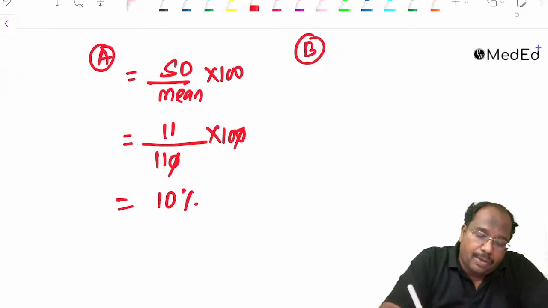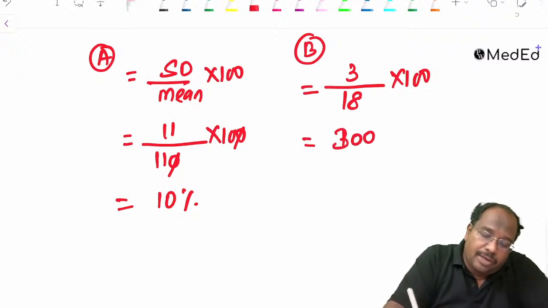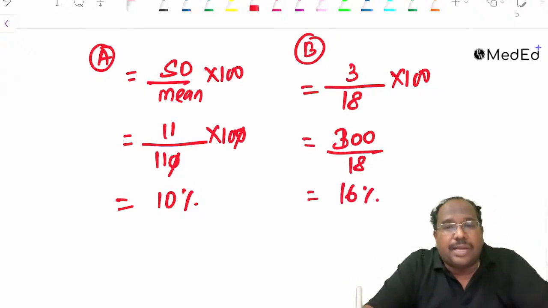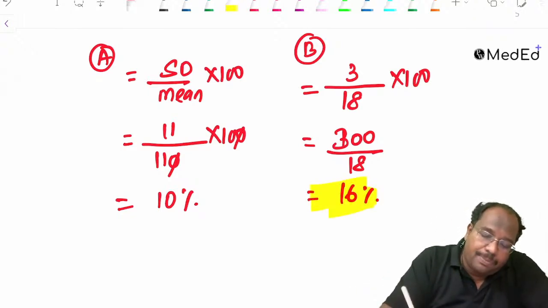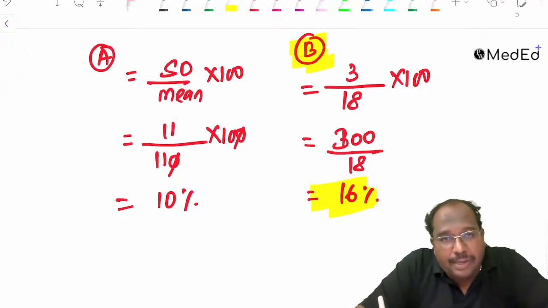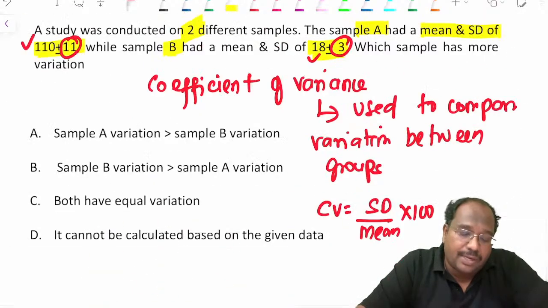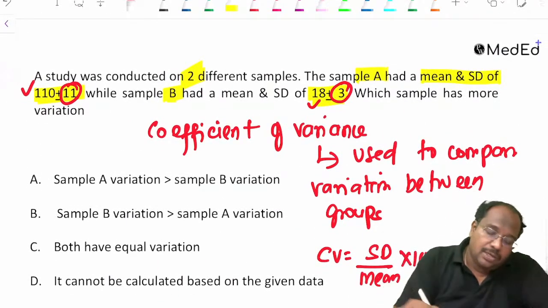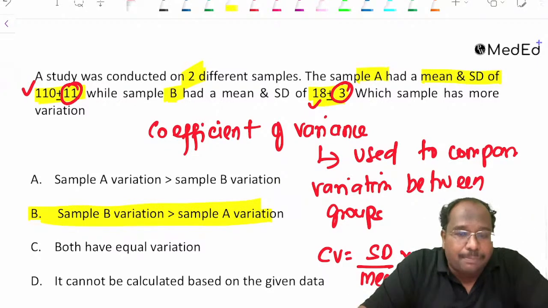Now you go to B. B is the same thing: 3 by 18 multiplied by 100. So 300 by 18, it will come around 16%. Now tell me which one has more variation. There is more variation in sample B compared to sample A. So the answer for this is sample B has more variation compared to sample A.